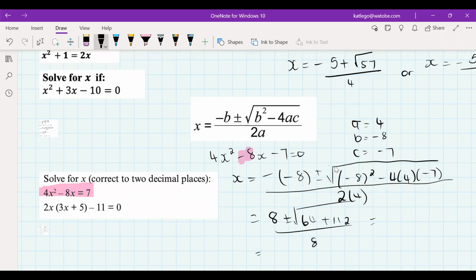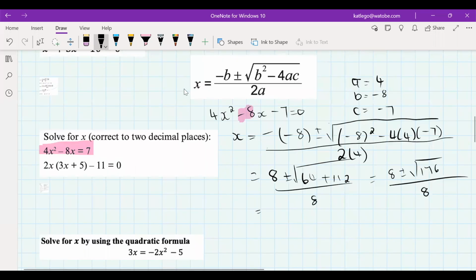Can you write it here? 8 plus or minus the square root of 176, over 8. Then you just pop that in your calculator. And you may go and do the quiz.